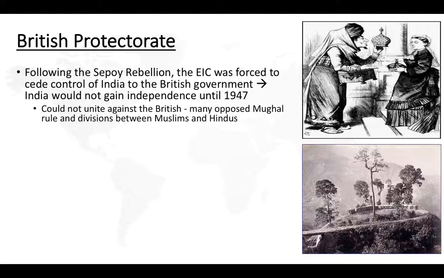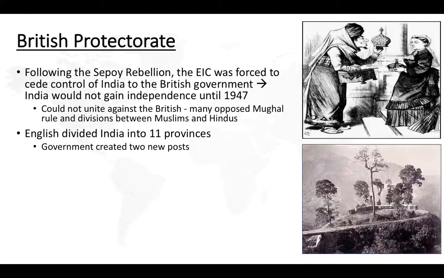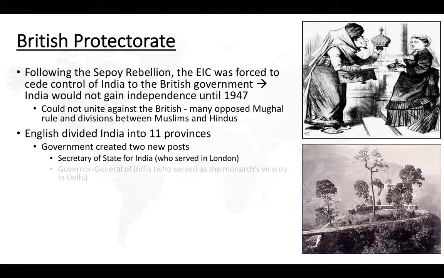They could not unite against the British. Many opposed Mughal rule and divisions between Muslims and Hindus. And when the British Crown took over India, they decided to break it into 11 provinces. They created 2 new trading posts. They had someone serving in India, an English official, the Secretary of State for India, who would serve in London, but they would look over what was going on in India.